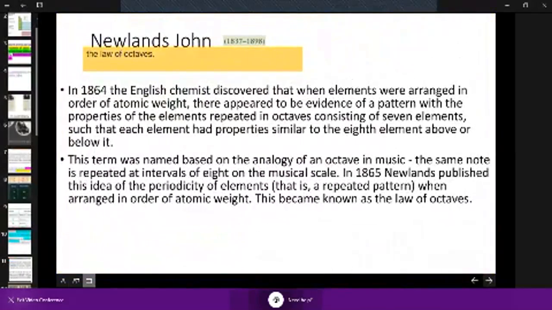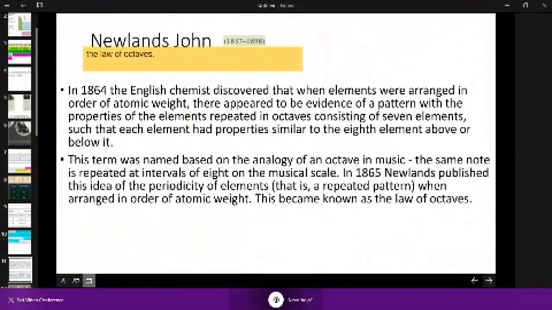Let me take you to another scientist, New Zealand John. He brought the law of octaves. Those who play pianos, those who play guitars, when I talk of octaves, I guess you understand. Those who know how to sing: do, re, mi, fa, sol, la, ti, do. I guess you know what I'm talking about.